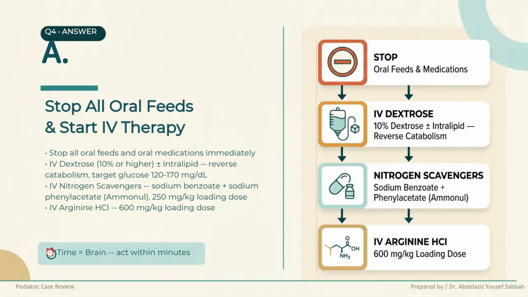The single most important immediate step is to stop all oral feeds and oral medications and to establish intravenous access. Stopping protein intake removes the nitrogen load, and the patient is then placed on intravenous dextrose at 10% or higher with intralipid as needed to reverse catabolism and target a glucose of 120 to 170 milligrams per deciliter. Intravenous nitrogen scavengers, namely sodium benzoate and sodium phenylacetate, are given with a loading dose of 250 milligrams per kilogram. Intravenous arginine hydrochloride is added at a loading dose of 600 milligrams per kilogram. Time equals brain, so act within minutes.